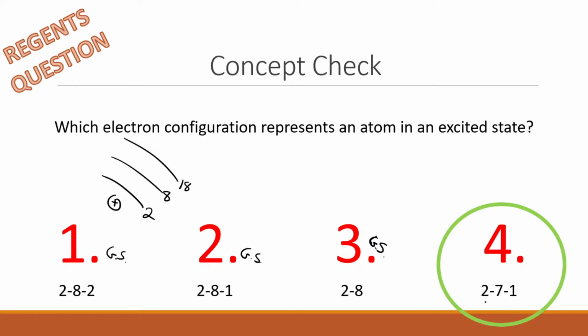But here, 2, 7, 1 fills the first, partially fills the second, and puts the remainder in the third. This should be, if it was ground state, 2, 8, 0. But the fact that one electron is higher than it should be, one electron is out of place, marks this as the excited state.